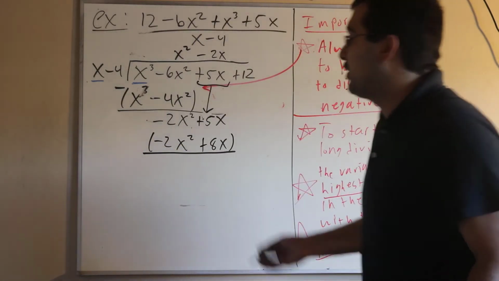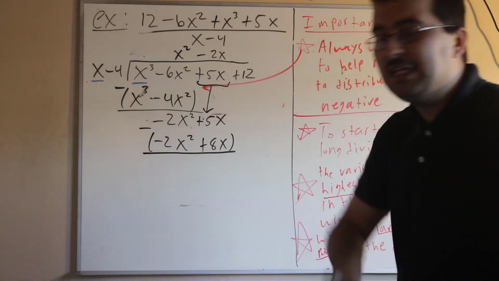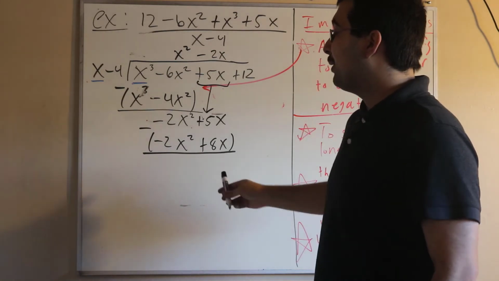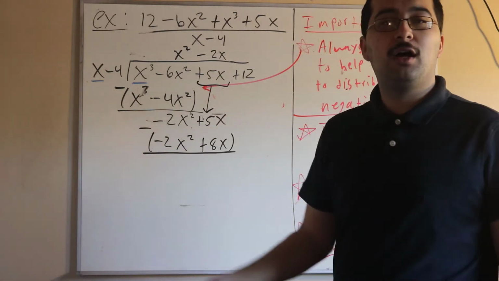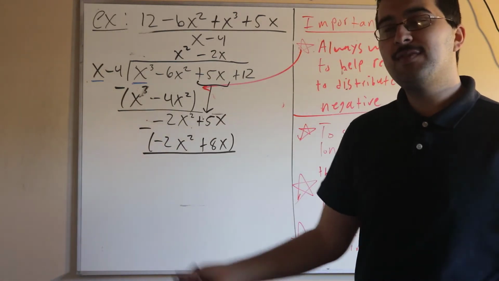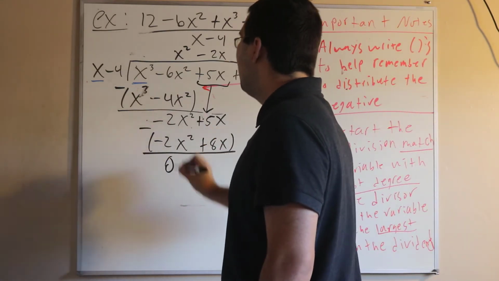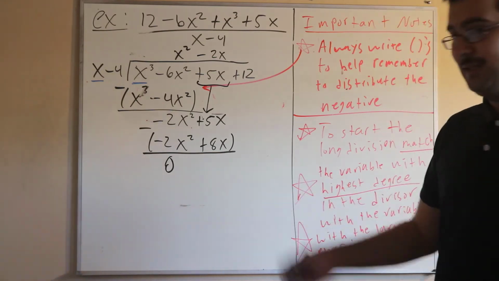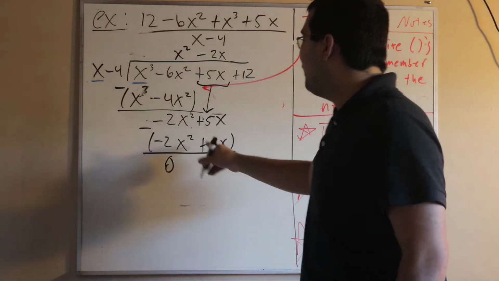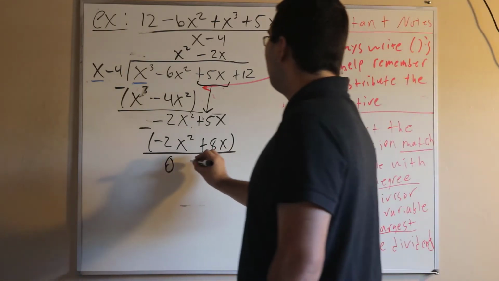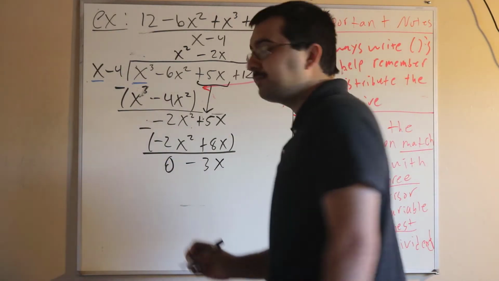Okay, and again, I'm just going to do my subtraction. Like I said, we're just repeating the process at this point. So I'm going to do my subtraction. I'm going to remember to write these parentheses to help me to understand I need to be distributing this negative sign. So I'm going to get a 0 because minus 2x minus minus 2x is 0. Then I'm going to distribute that negative here. So I'm going to have 5x minus 8x. So I'm going to get a minus 3x.